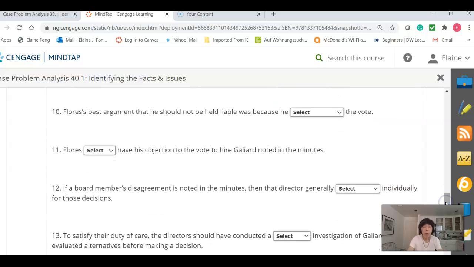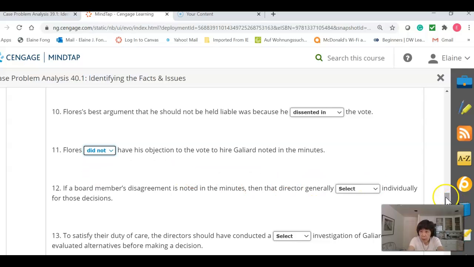Number 10, Flores' best argument that he should not be held liable was because he dissented in the vote, agreed with the vote, or abstained or did not participate in the vote. He dissented. That's his argument. Number 11, Flores did or did not have his objection to the vote to hire Galliard noted in the minutes. It was not noted, and that was the mistake that Flores made there. Flores did not have his dissent recorded.